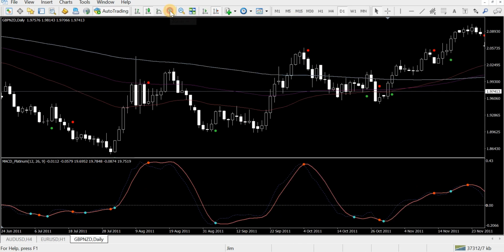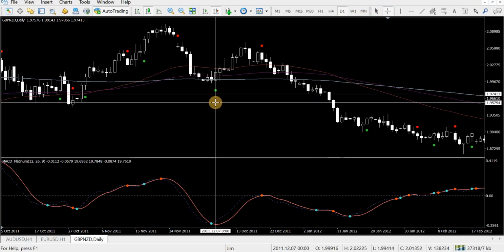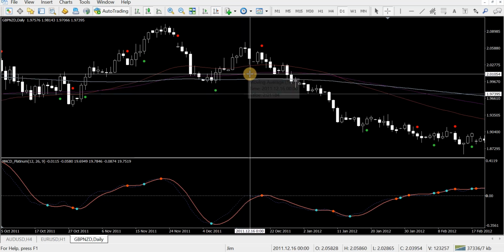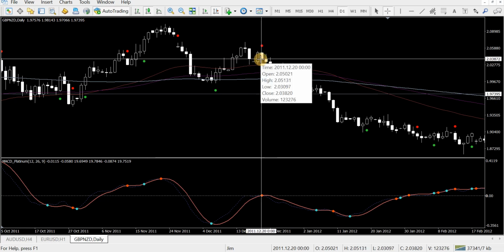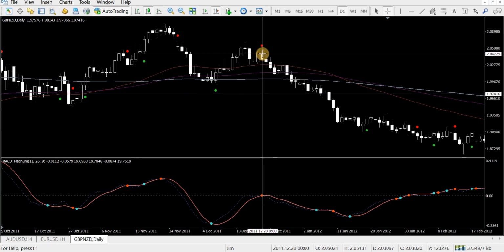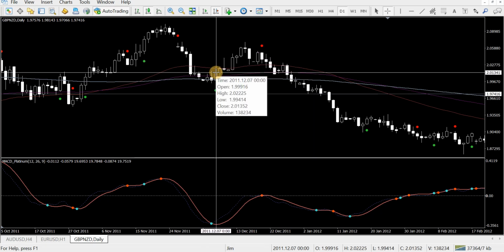Now, let's see if I can widen this one here. This one here, for example, you took the buy on this one. It's a pretty good setup. Price has gone up, price has gone up, price has gone up. It's stalling, it's stalling. It hasn't quite broke through the MACD Platinum. You get a sell signal here. The sell signal is above the entry of the buy signal. Just close out your buy.